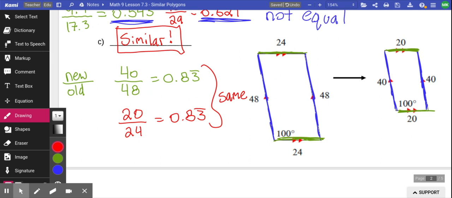Beautiful. That's all similar shapes are. Are things growing and shrinking at the same rate? They all have to grow and shrink at the same rate, every side length. If one of them is different, then they're not similar.